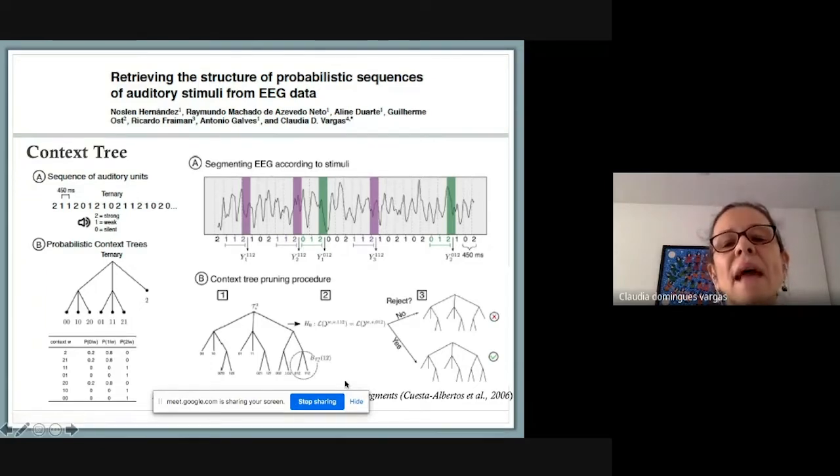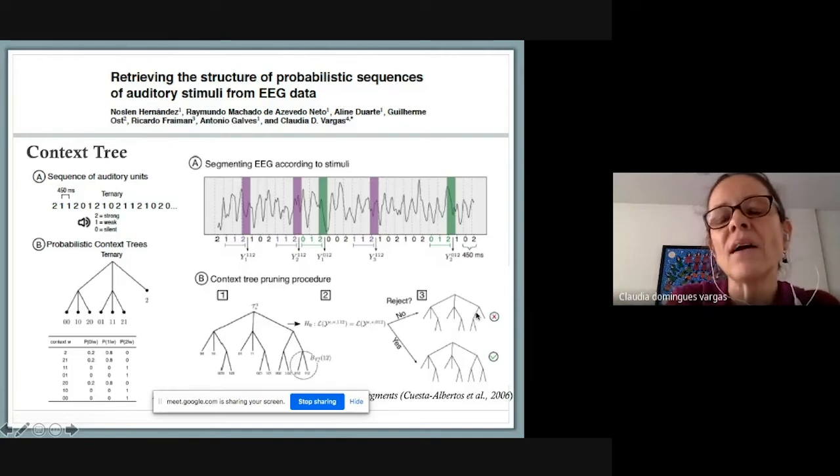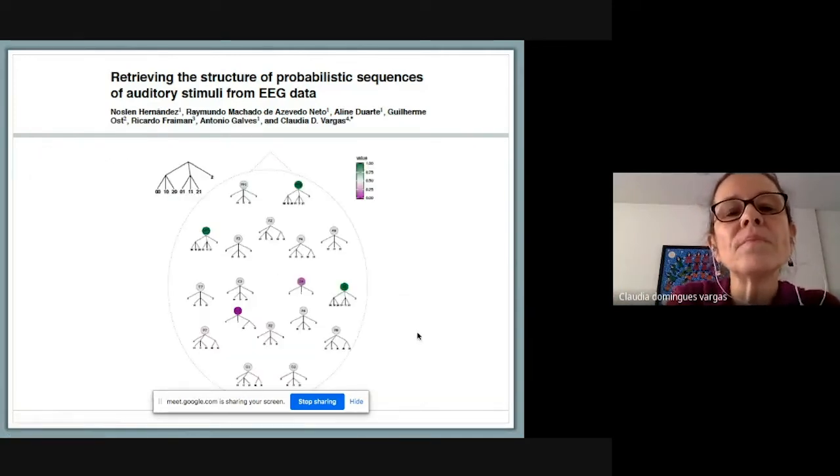We have then used the projective method to test the quality of fit of the EEG segments. And using this approach, for each of these pairs, we decided to prune or not the context tree using the EEG signal to recover a final context tree per electrode and per subject. The result of this procedure is represented in this figure.